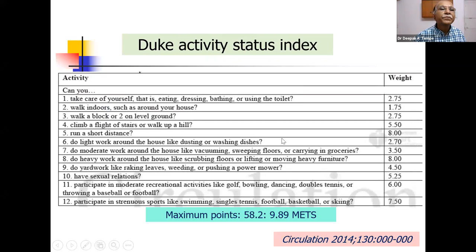So can you take care of yourself, walk indoors, and do these activities? The maximum score is 58, and around 34, as I mentioned, is the cutoff limit for the increase in the risk of surgery. So the morbidity and mortality is higher if the score is less, and the functional capacity is poor if the score is less. So that's another method of measuring the functional capacity.